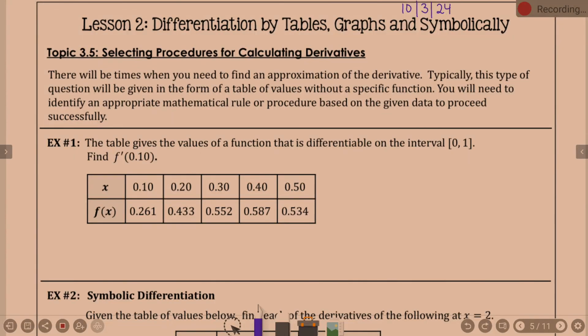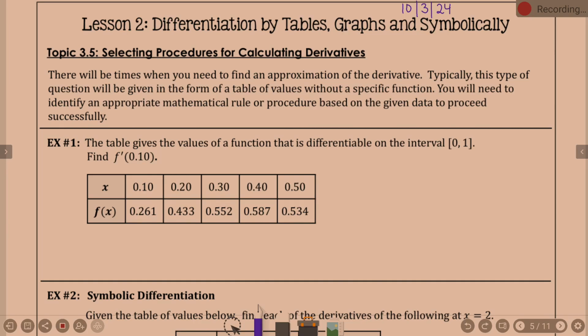2. Officially, it's differentiation by tables, graphs, and symbolically. We've already used some tables. Maybe graphs is a little bit new, but a similar idea. So we're still going to be using things like chain rule, product rule, quotient rule, all of that.